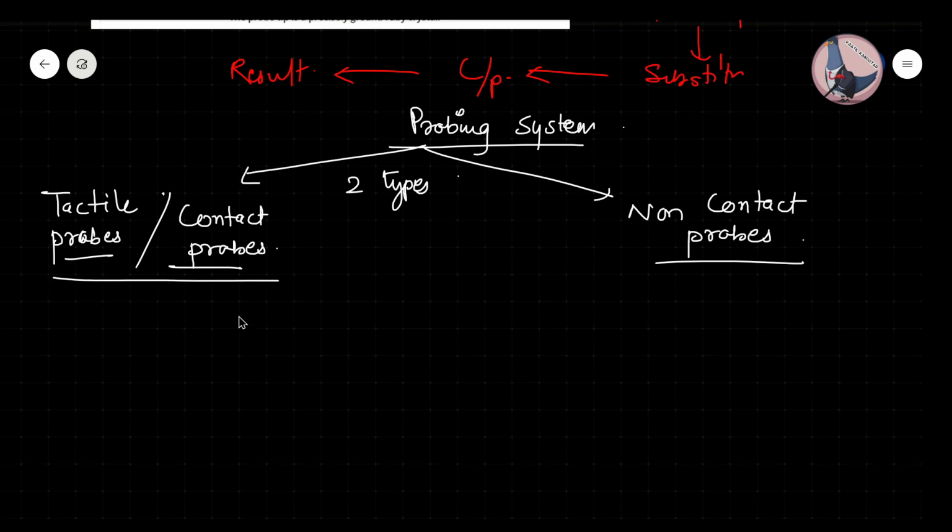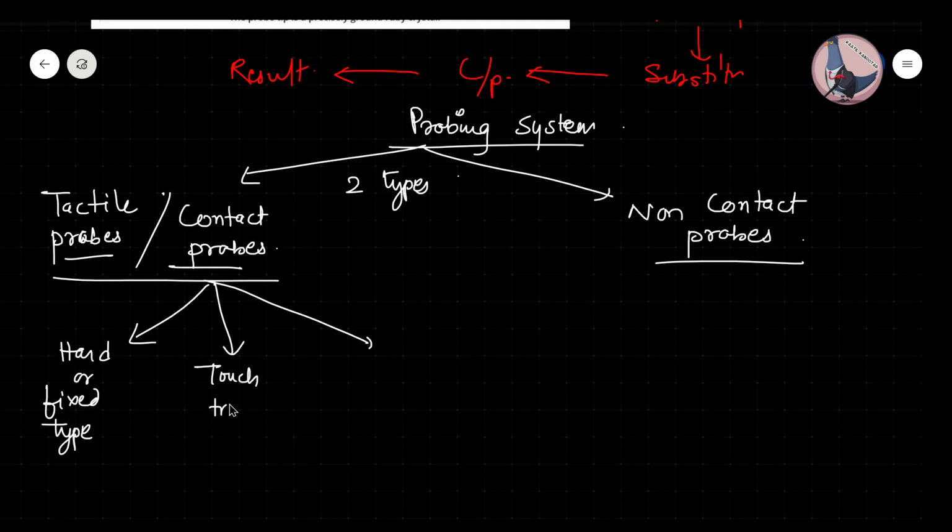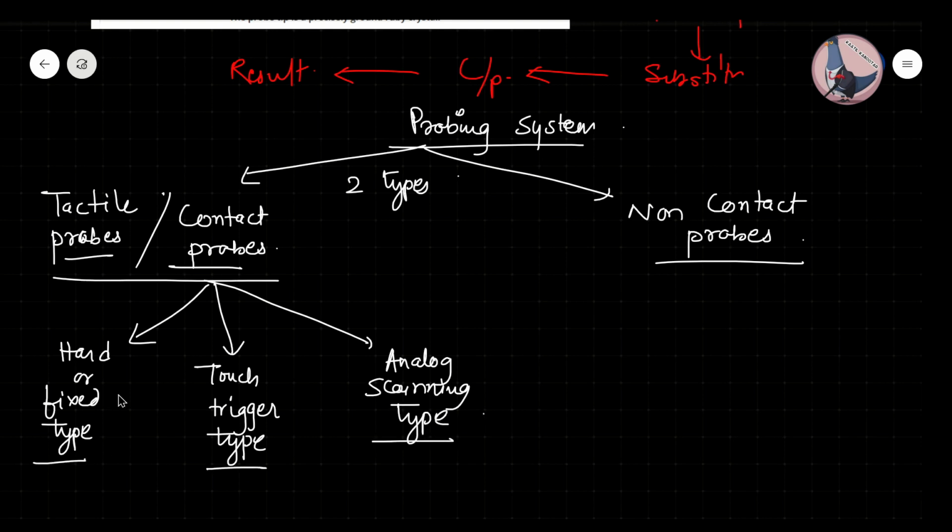So in these tactile probes also, there are two types, in fact three types I will tell you. Why this is needed? Because you should know. One is your hard or fixed type. Second one will be the touch trigger type. And the third one is your analog scanning type. All the three we will discuss one by one in detail.